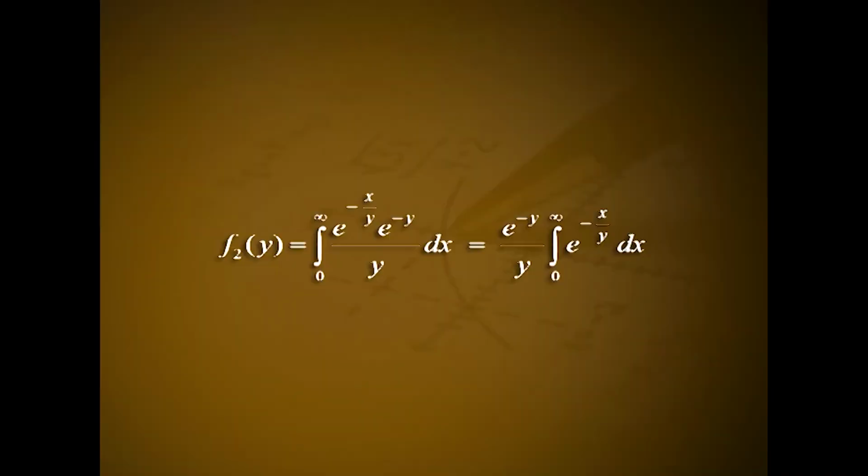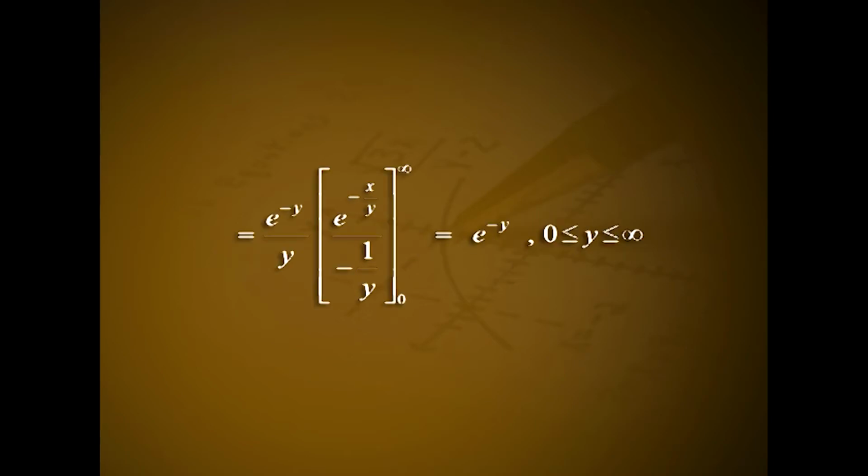Solution. f2 of y, that is integral from 0 to infinity e raised to minus x by y into e raised to minus y by y dx, that is e raised to minus y divided by y integral from 0 to infinity e raised to minus x by y dx, that is e raised to minus y by y into e raised to minus x by y divided by minus 1 by y within the limit from 0 to infinity, that is e raised to minus y for 0 less than or equal to y less than infinity.